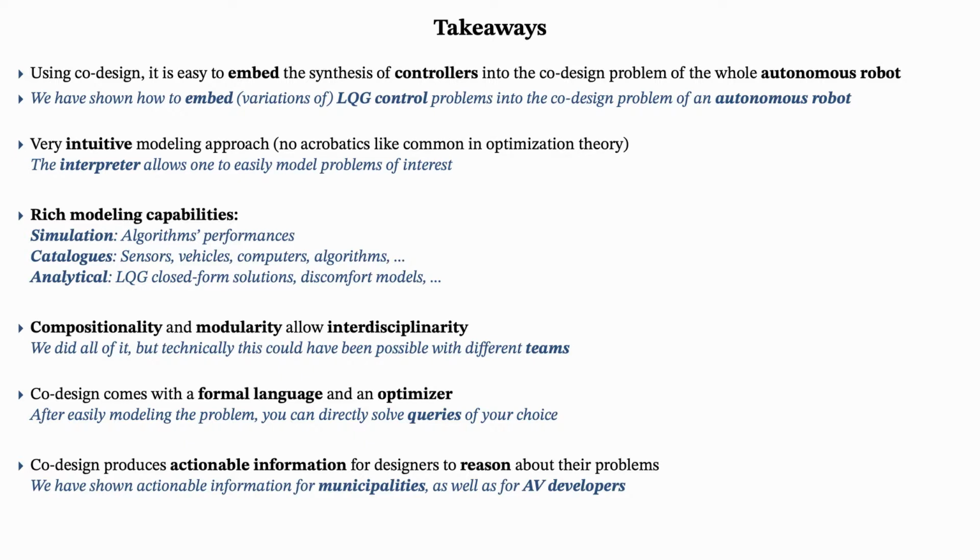Through the co-design of an autonomous robot, we discovered the rich modeling capabilities of co-design, including simulation-based, catalog, and analytical-based models. Even if we did all of these models, this framework allows multiple users to co-design a system altogether, promoting interdisciplinarity. Finally, I gave you a taste of the kind of questions we can answer with this framework and the kind of actionable information we can produce for autonomous robot developers.